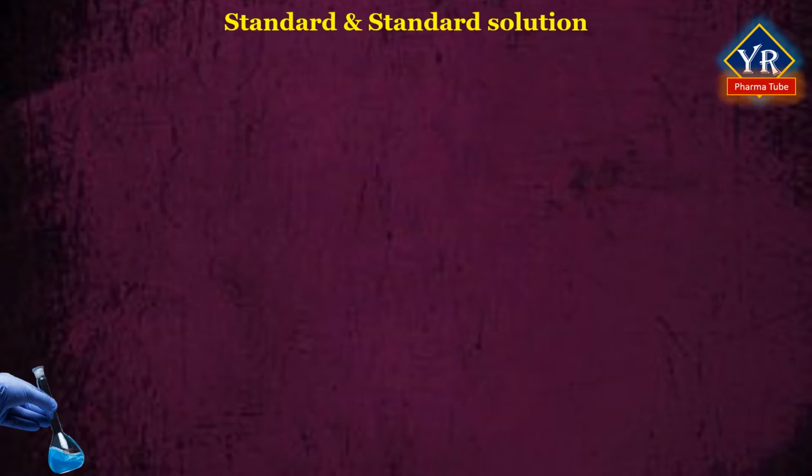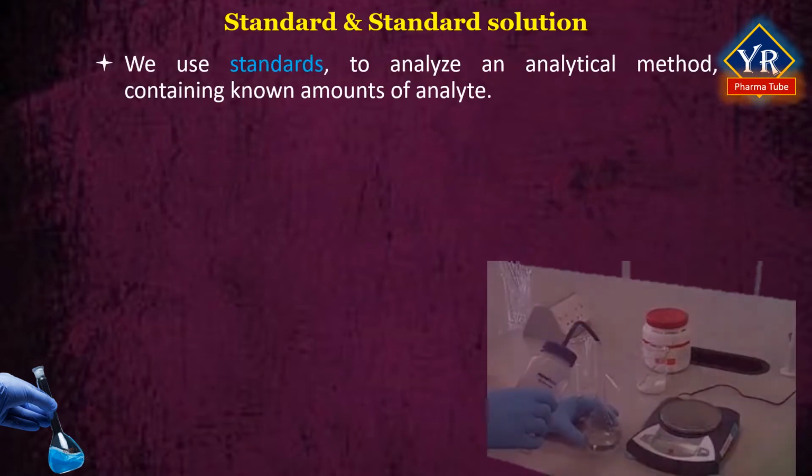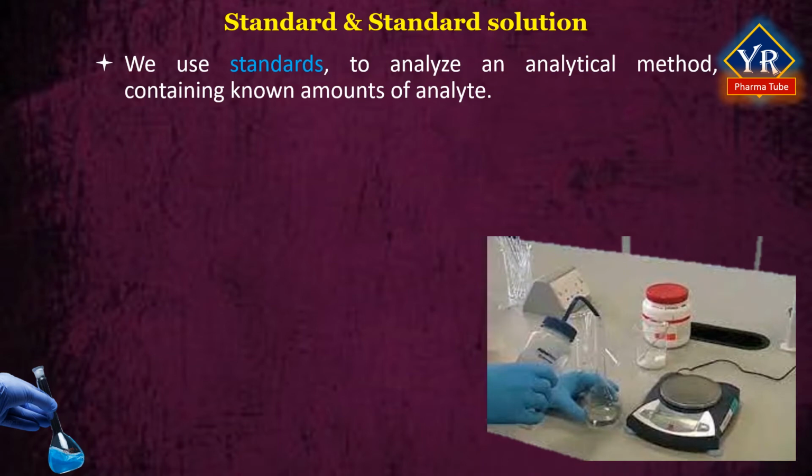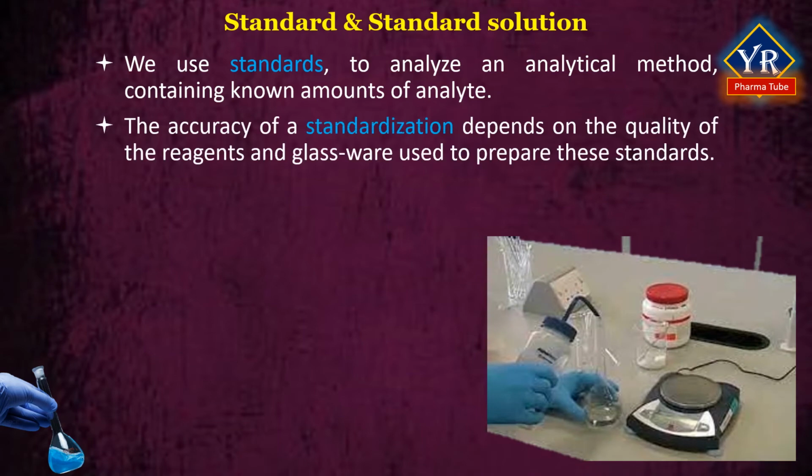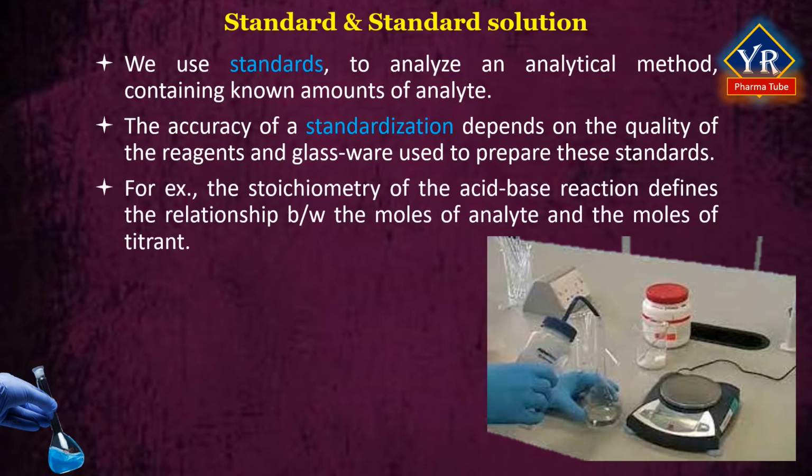Standard and standard solution. To standardize an analytical method, we use standards containing known amounts of analyte. The accuracy of a standardization therefore depends on the quality of the reagents and glassware used to prepare these standards. For example, in an acid-base titration, the stoichiometry of the acid-base reaction defines the relationship between the moles of the analyte and the moles of the titrant.